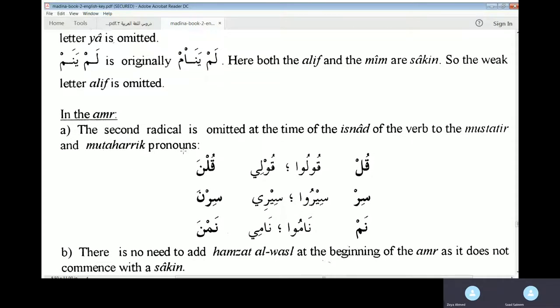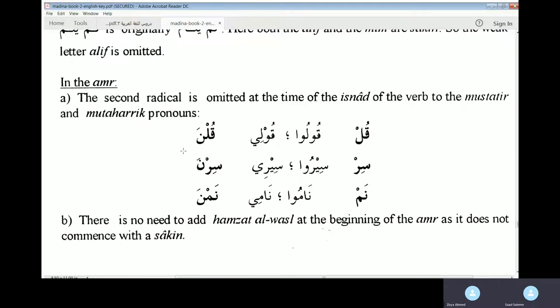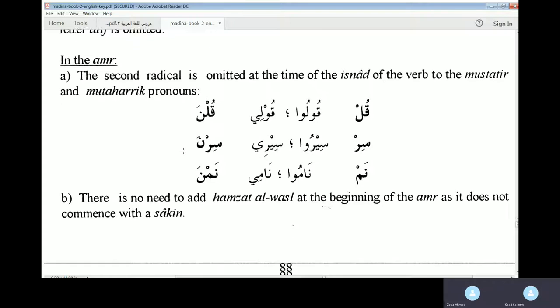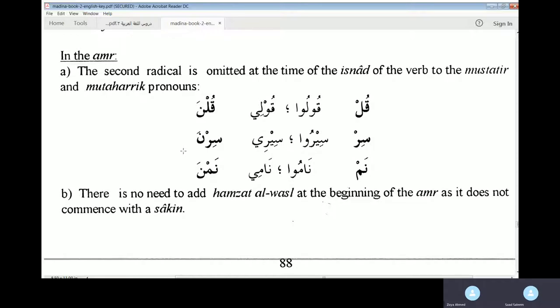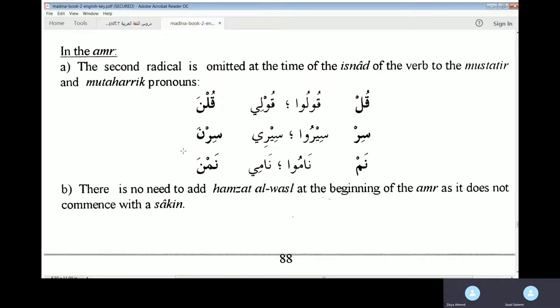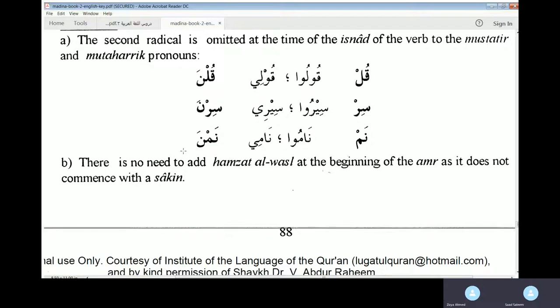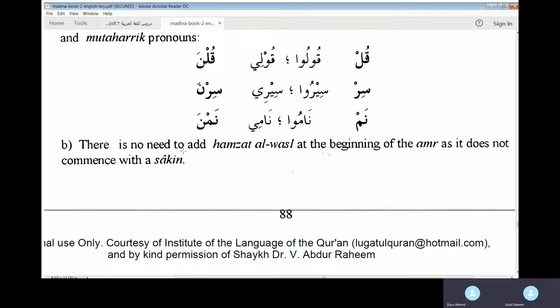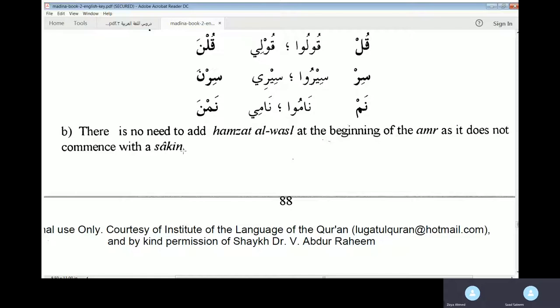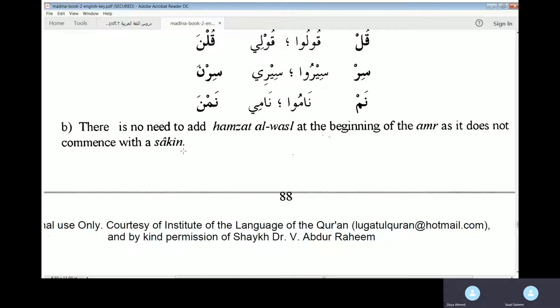In the amr, the second radical is omitted at the time of the isnad of the verb to the mustatir and mutaharrik pronouns. Qul, qulu, quli, qulna. Sir, siru, siri, sirna. Nam, namu, nami, namna. There is no need to add hamzatul wasl at the beginning of the amr as it does not commence with a sakin.